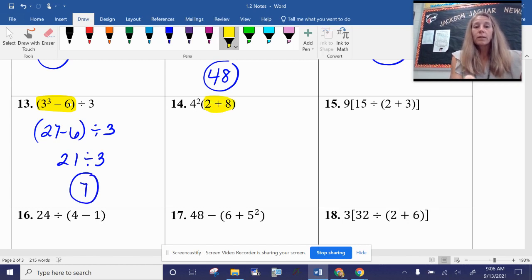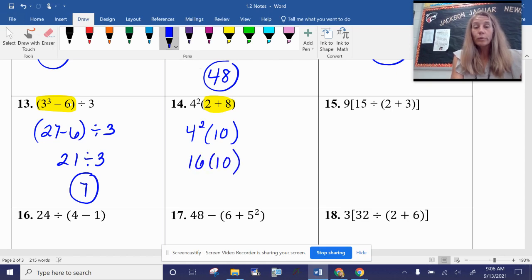For number 14, my grouping symbols here, 2 plus 8 is going to give me 10. My exponent, 4 squared, is 16. And then when I multiply 16 and 10, I have 160.